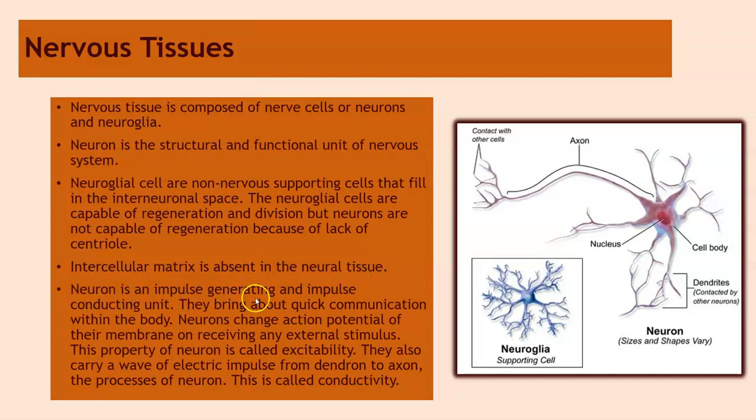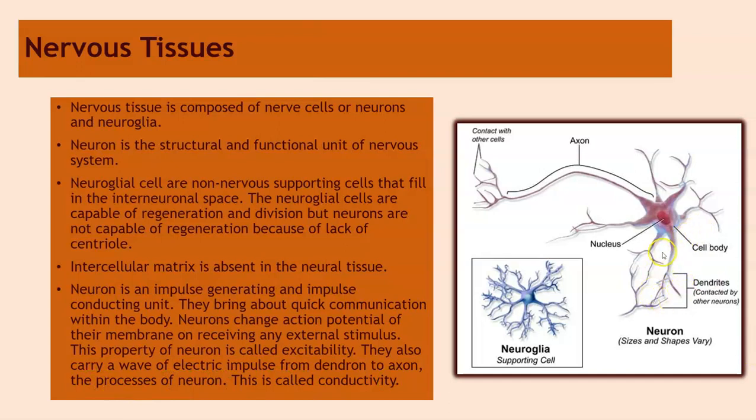Neuron is an impulse generating and impulse conducting unit. So these neurons can generate impulse and they can conduct impulse. They bring about quick communication within the body. Neurons change action potential of their membrane on receiving an external stimulus. This property of neuron is called excitability. They also carry a wave of electric impulse from the dendron to the axon. That is the process of the neuron.